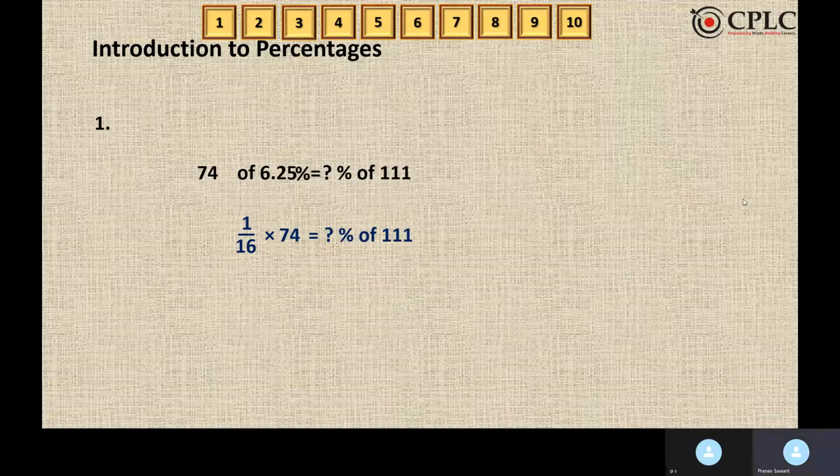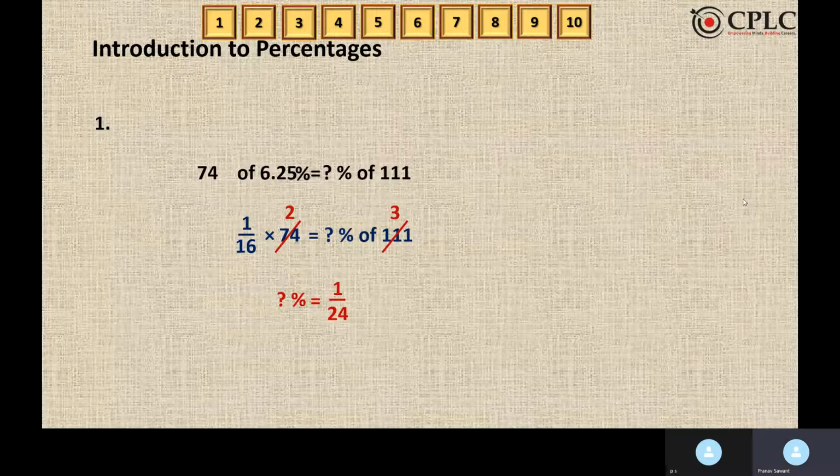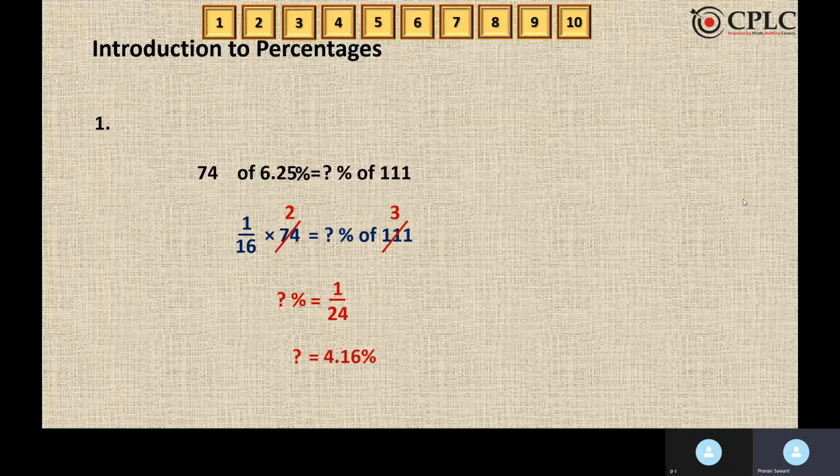Now let's try to cancel out the values which we can. 37 2s are 74, 37 3s are 111, and after solving we'll get that it's 1 by 24. Now we can further reduce 2 and 16. 2 1s are 2, 2 8s are 16. After solving it, we'll get the value as 1 by 24. 1 by 24 is what percentage? So 1 by 24 is 4.16%. 4.16 is the answer.